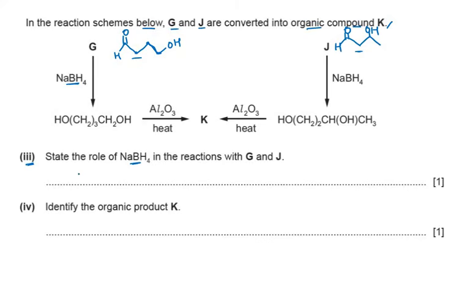This is again a reducing agent, as we have seen earlier with LiAlH4. So this is also a reducing agent just like that. The next sub question says, identify the organic product K. Now if you have a look at such a chain, obviously the learners are going to get confused, but believe me, it's very easy. Let's see how it is very easy to find out the answer.